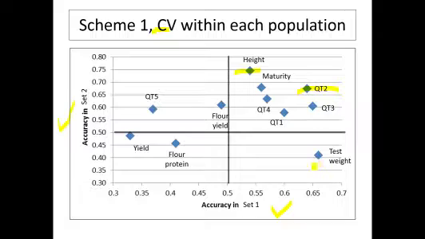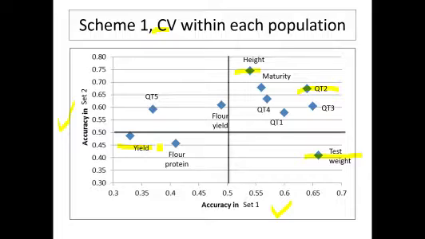But some are quite different. The accuracies are quite different in each of the 2 populations. Here's test weight, high accuracy in set 1 of lines, but just a moderate accuracy in set 2 of lines. And yield is always one of the most difficult ones to predict, and it was fairly low in both sets of lines.